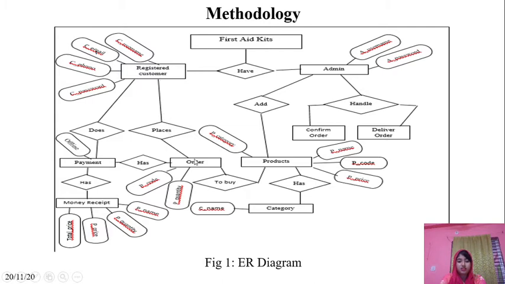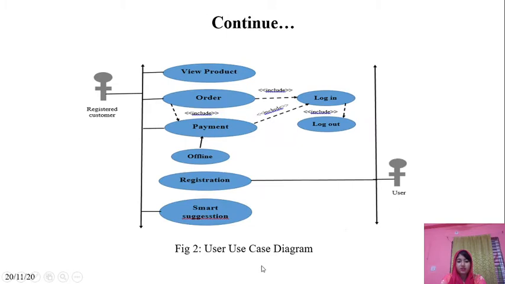Register customer places orders to buy products, and register customer does payment through offline, and payment has a money receipt. Money receipt has some attributes. And registered first aid kits also have admin. Admin has two attributes. Admin handles confirm order and deliver order. Admin also adds products which have category, and category has category name. That's it. The next topic is use case diagram.